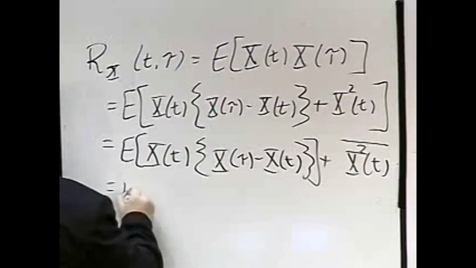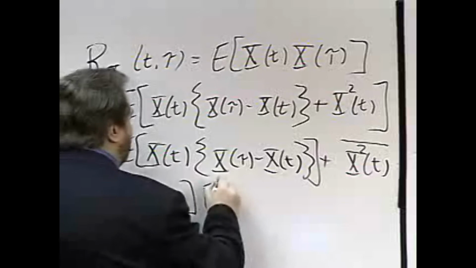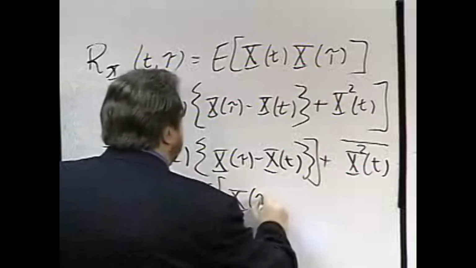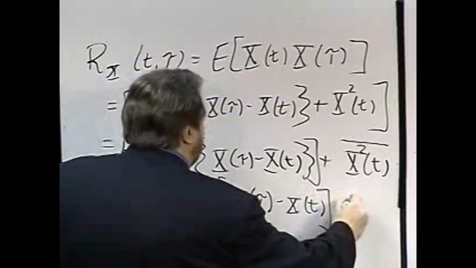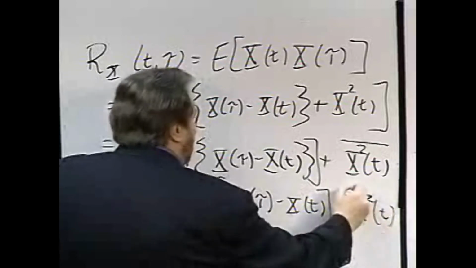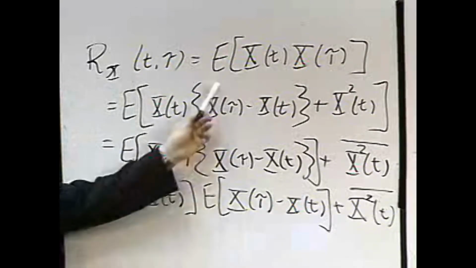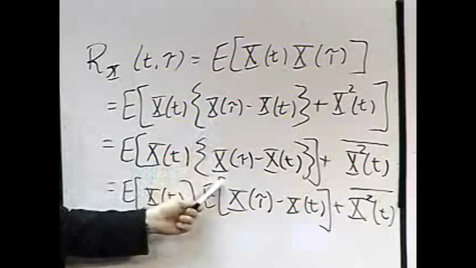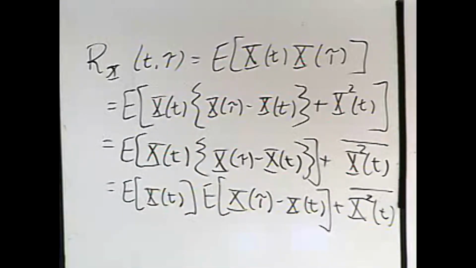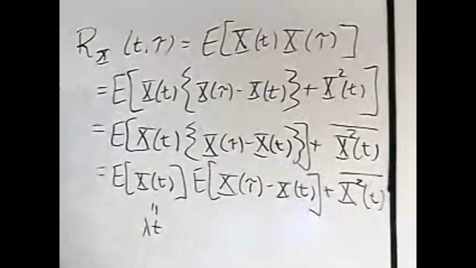So this then is equal to the expected value of x of t times the expected value of x of tau minus t, because they're independent of each other, plus the second moment. So you see how clever we have been and what a lot of work it has saved us going from this expression to this much more clever expression, because we've been able to break it down into more elementary components. We have actually computed what this is. That's equal to lambda t, right?